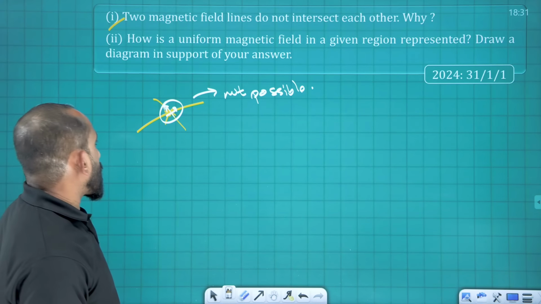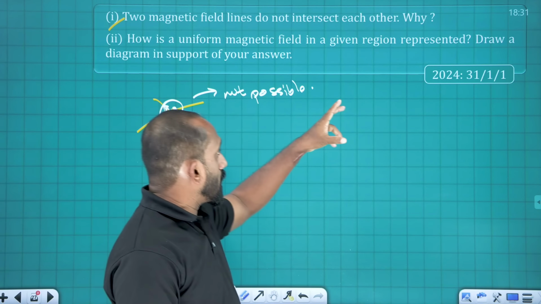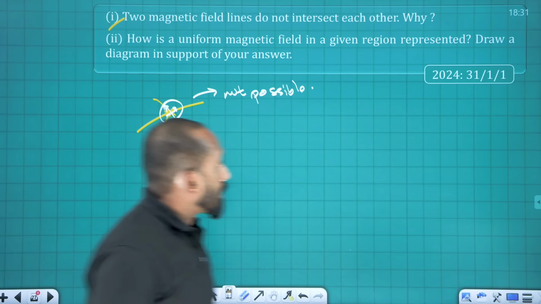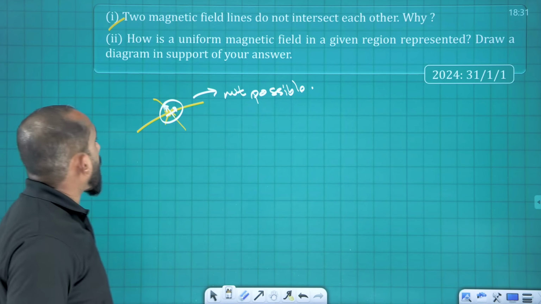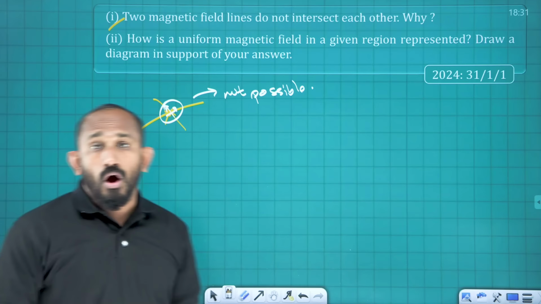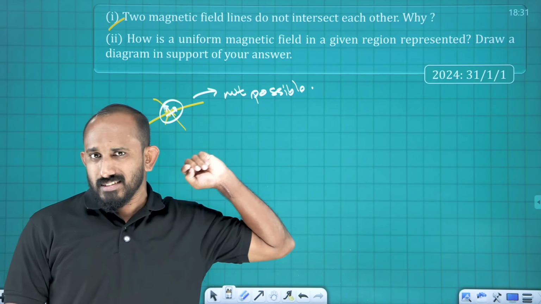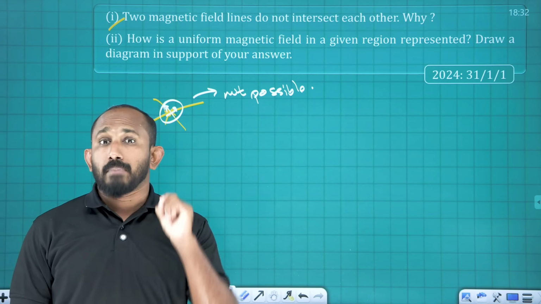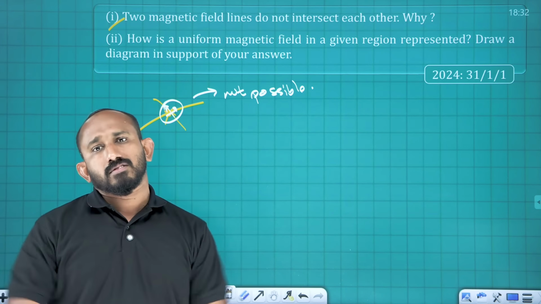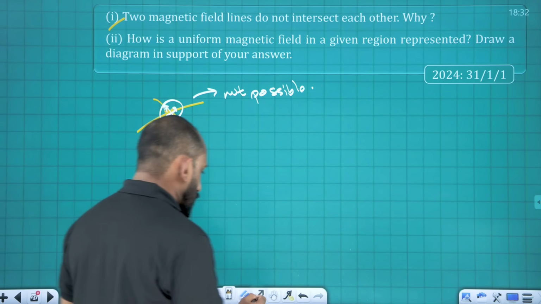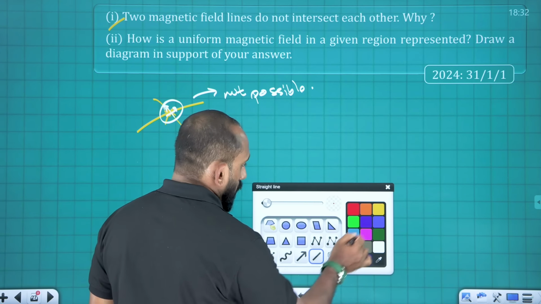Now, second part: how is a uniform magnetic field in a given region represented? Draw a diagram in support of your answer. So, how to represent a uniform magnetic field? See, one MCQ question was there on this. A uniform magnetic field is given by parallel and equally spaced lines. So, if you use equally spaced lines, we will get the uniform magnetic field.